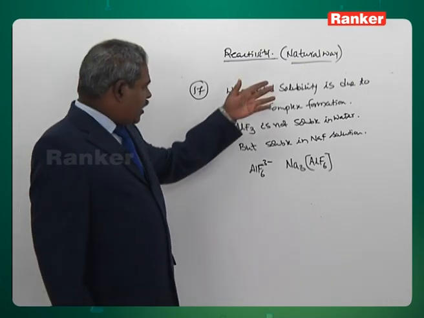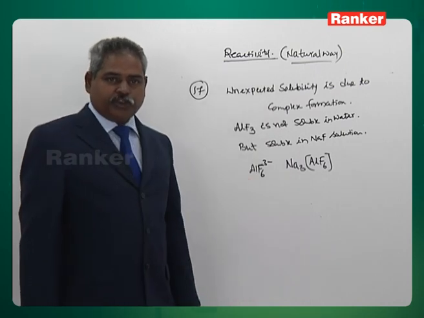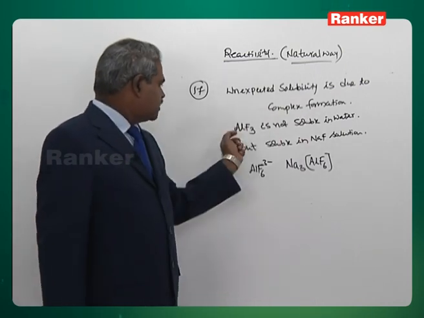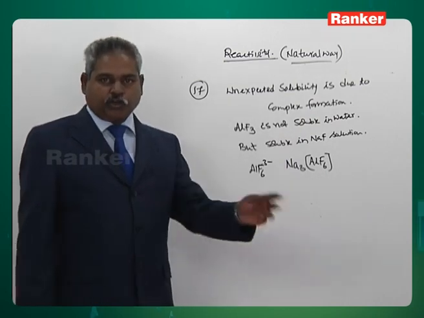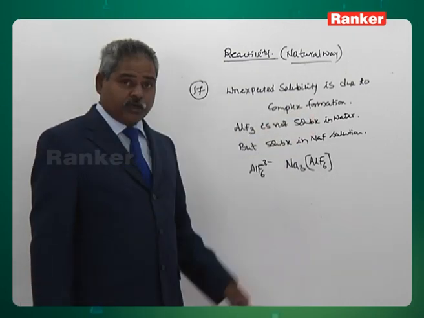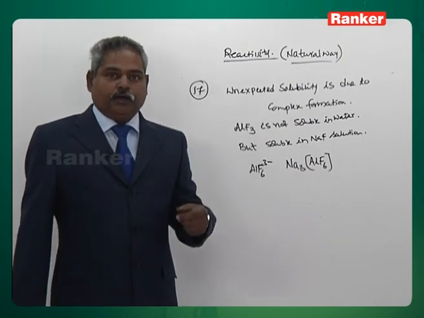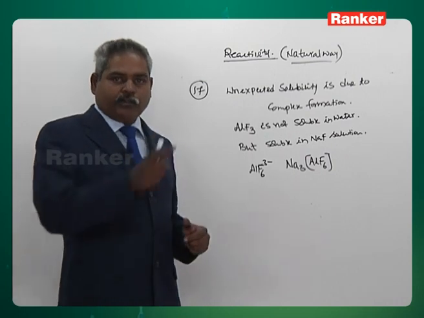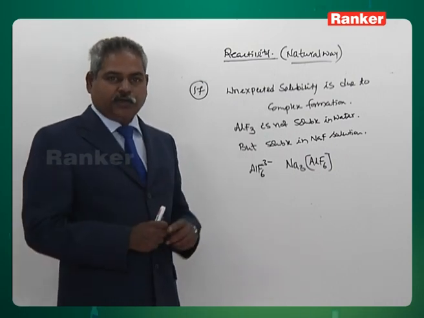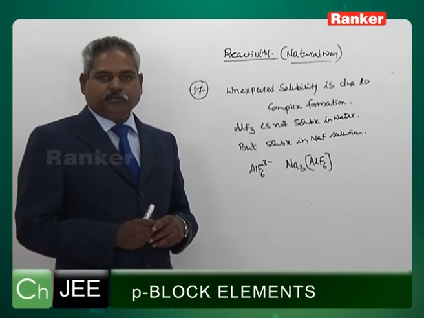Therefore, there are hundreds of questions. AgCl is not soluble in water. Silver chloride, we already saw. None of the compounds of silver are soluble in water. AgCl is not soluble in water, but soluble in ammonia. Why? What is there in ammonia which is not there in water? Ammonia can form a complex with silver, silver amine complex.